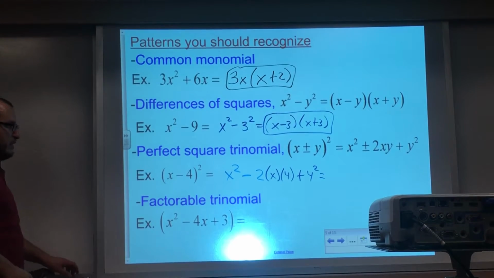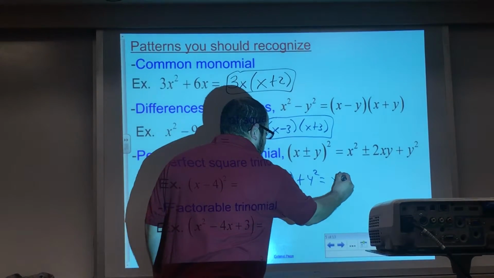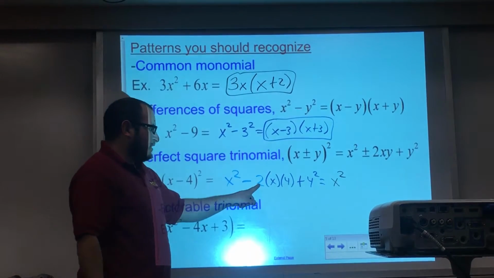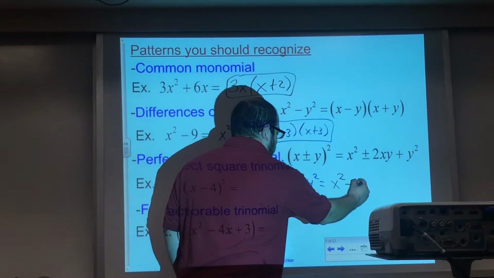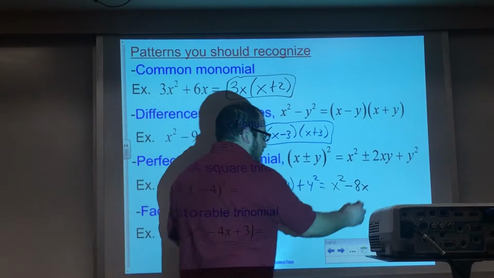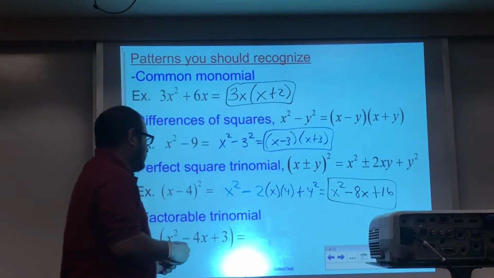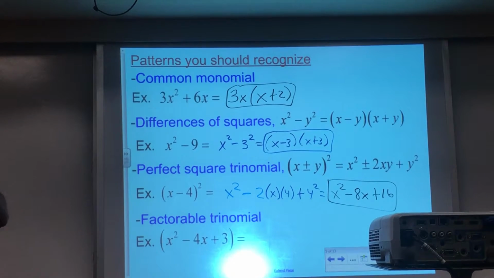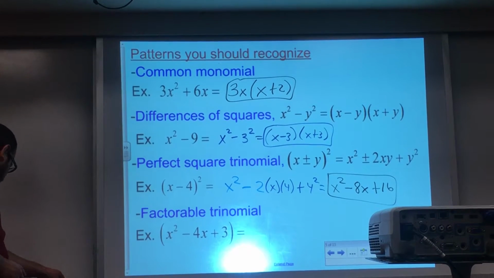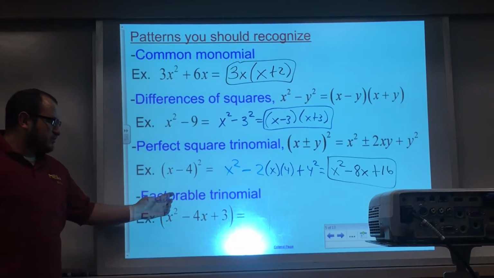Okay. Now you have to simplify. So x squared stays the same. Negative 2 times 4 is negative 8x. And then 4 squared is 16. Okay. So this is a perfect square trinomial. All right, factor the trinomial.